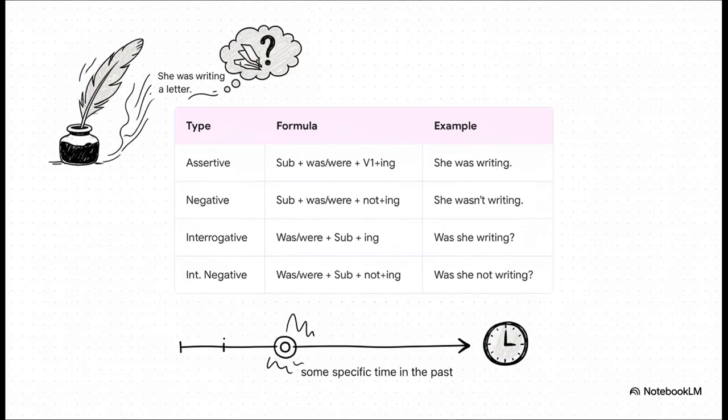Now, for an action that was going on at some specific time in the past, the past continuous replaces those present helping verbs "is," "am," "are" with "was" or "were." It smoothly transforms our phrase into "She was writing a letter." Or if we want to question that ongoing past action, "Was she writing a letter?"